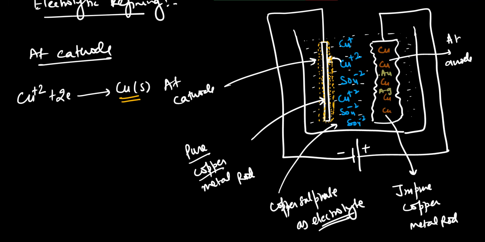And if the concentration of sulfate ion is increasing, the solution will become negatively charged, and that never happens. A solution cannot become negatively charged. So to balance that negative charge, the atoms present in this impure rod, only the copper atoms, will start losing electrons.